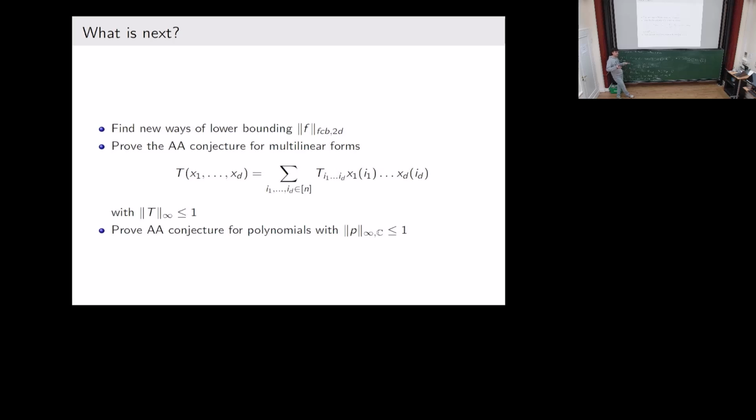And so this is, I think, some nice open questions that would give some understanding of how to prove the Aaronson-Ambainis conjecture, and that's all I want to say.